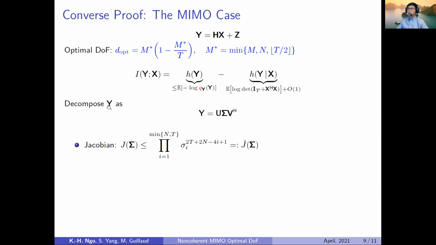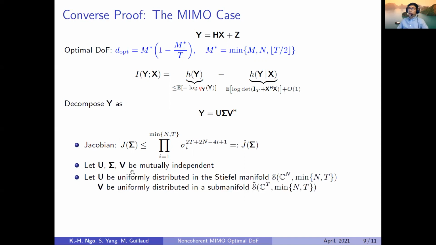First, we decompose the output matrix Y using the singular value decomposition. So Y is the product of a unitary matrix with a diagonal matrix that contains all the singular values of Y and the Hermitian of another unitary matrix. The Jacobian of this decomposition is given by this term, which is upper bounded by a function of the singular values of Y. Now we choose the auxiliary distributions as follows. So we first let the three matrices be mutually independent. And then we let the matrix U be uniformly distributed in the Stiefel manifold, and we let the matrix V be uniformly distributed in a submanifold of this Stiefel manifold.